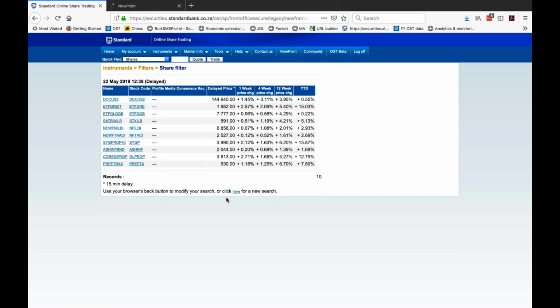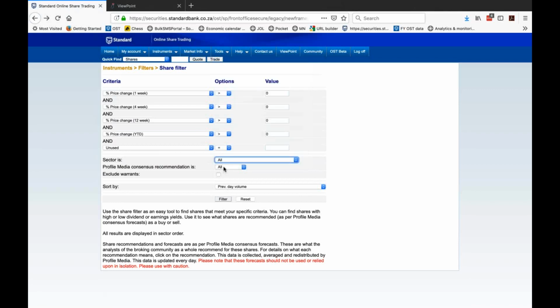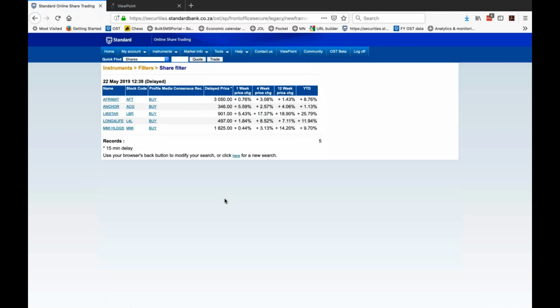Look at that. 1 week, they're up 1.18. 4 weeks, they're up 1.29. But what we do see is that these are the stocks that have continual growth behind them. They've just been edging higher step by step by step by step. And they're not stocks, of course, they're ETFs. We could go back and say, show me all, and let's filter for those with buy recommendations. Now we get 5. Afrimat, Anchor, Libstar comes up again, Long for Life, MMI.